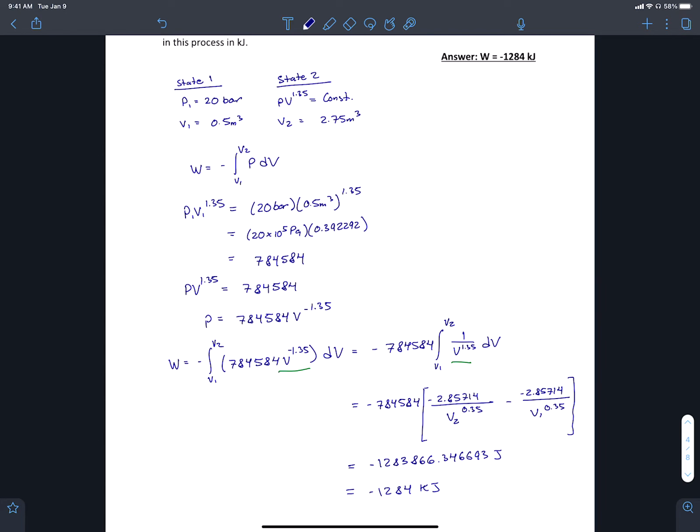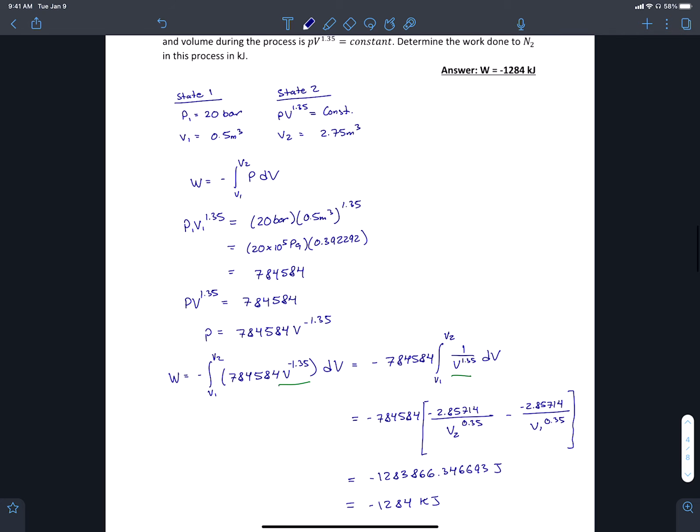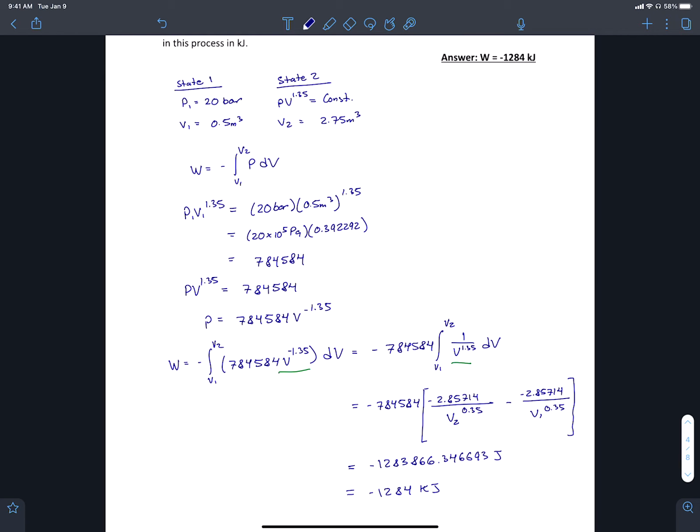I haven't solved it that way, so I don't know. I'd have to try it, but from just looking at this, I feel like you would need P1 and V1 to get that constant, because otherwise I don't know how you would.